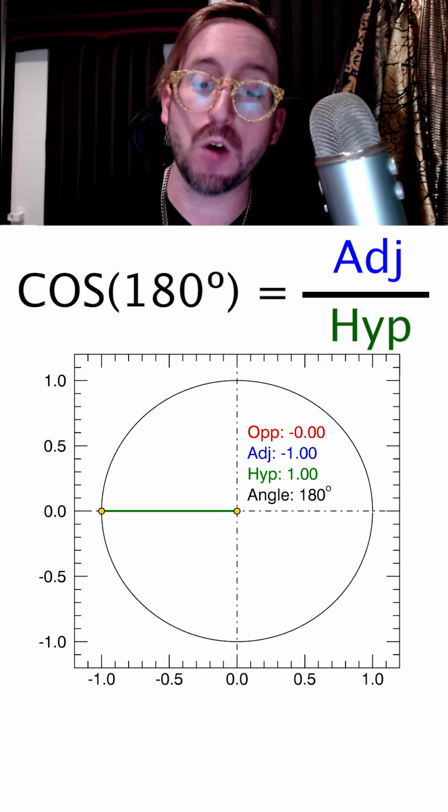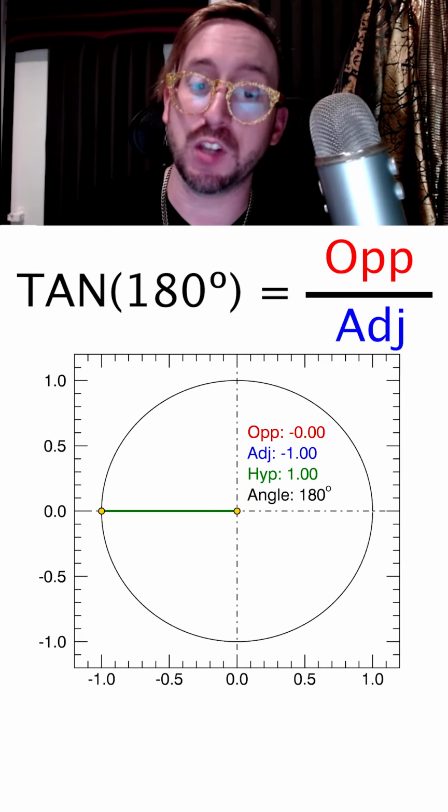Sine is going to be 0 over 1, cosine is going to be minus 1 over 1, and tangent will be 0 over minus 1, which is 0.